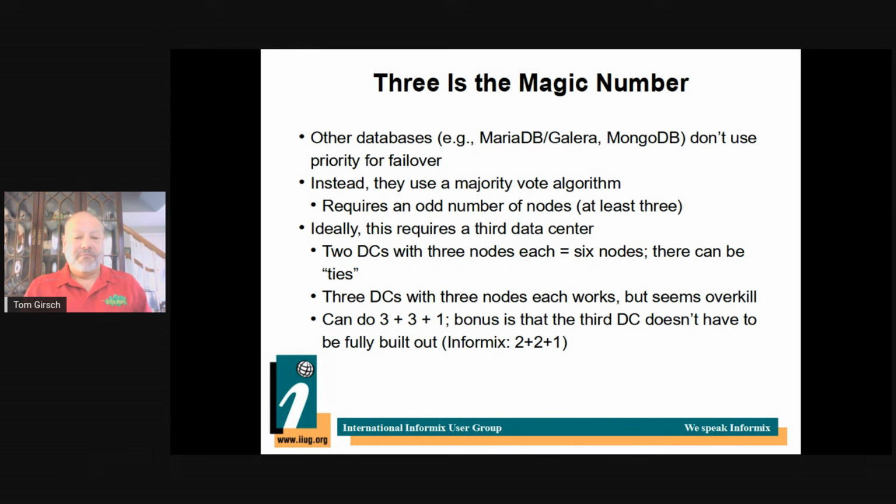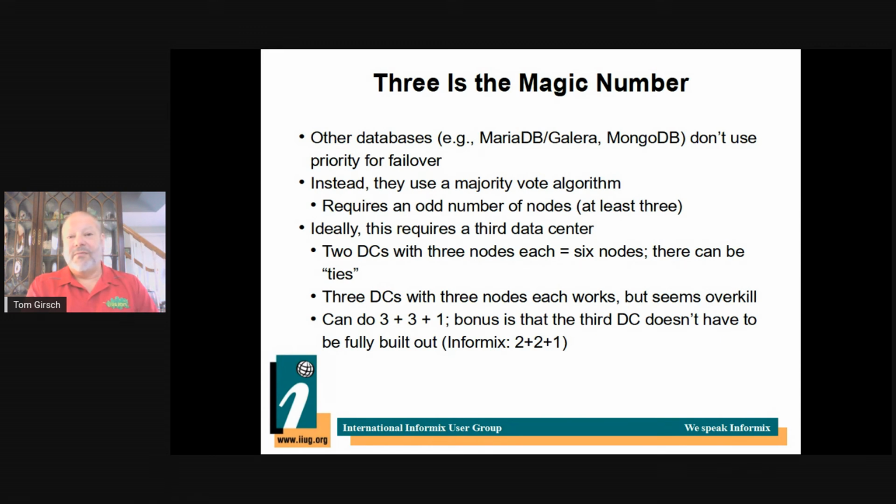So if you have at least 3 nodes and an odd number, failover will only happen if the arbiters, whatever they might be, a majority of them agree that what was the primary no longer should be, and we need to make a switch. So ideally, this gives you a third data center even. So in 2 data centers with 3 nodes each, you have 6 nodes and there can be a tie. If you have 3 data centers with 3 nodes each, that'll work, but that's kind of overkill.